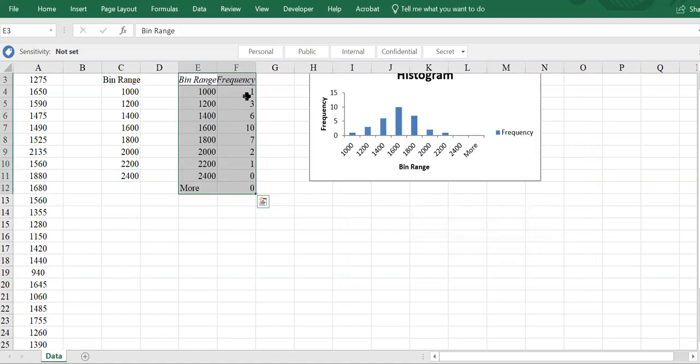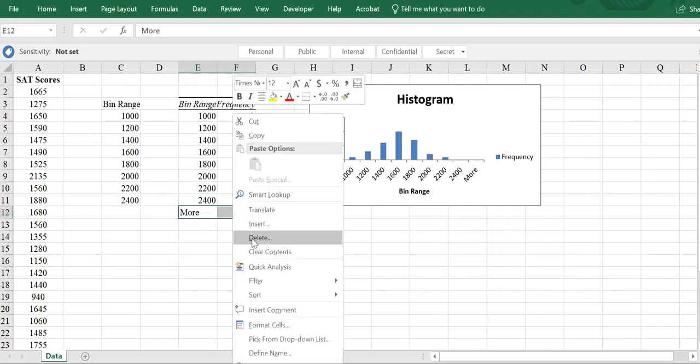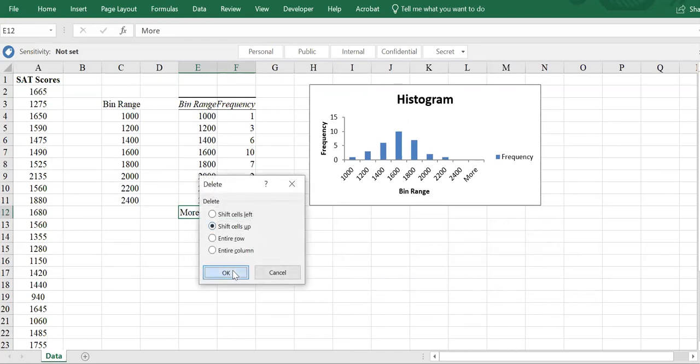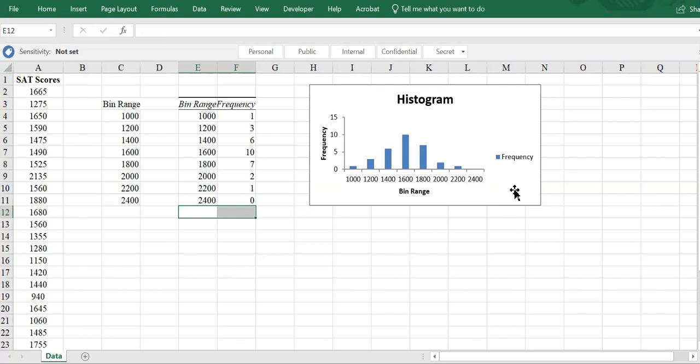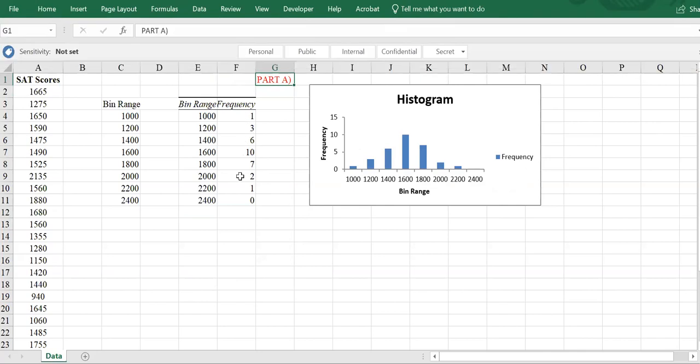So when you do that, as you can see here, we have the histogram. It again repeats the bin range, and it gives you the frequency. I don't need this extra class, so I just select it and press delete, shift cells up in this case. So that'll give me the actual histogram, and that would be the answer to part A of this question: finding the frequency distribution table and frequency distribution graph or histogram. This is the answer to that.